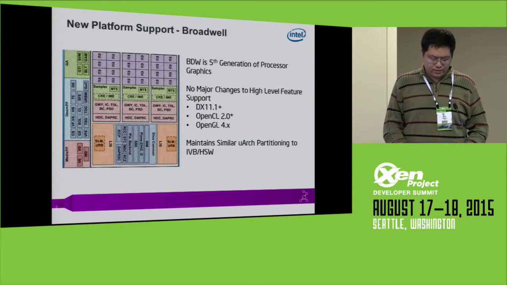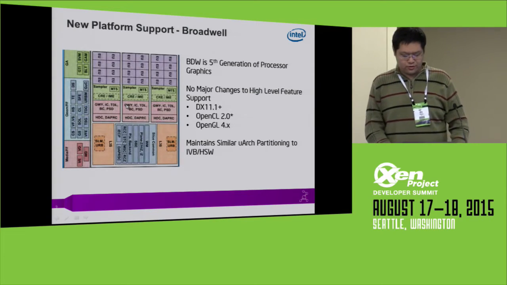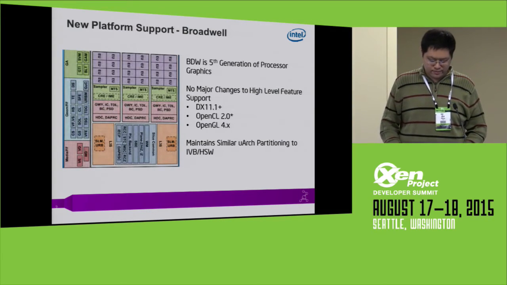On the left side, you can see there are many fixed functions and shared functions, and also there are EUs to run shaders, and there are 3 slices. In this picture, it's a GT3 stepping, so there are 3 slices. If you bought a lower-end part, maybe there is only 1 slice or 2 slices here.